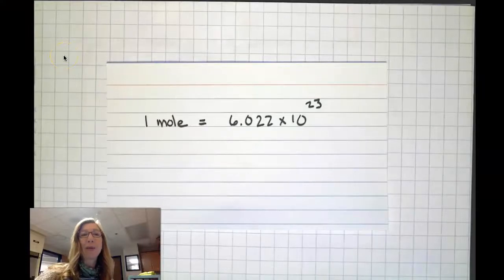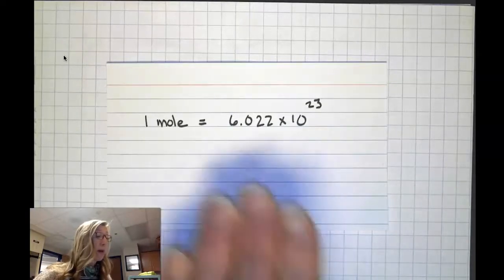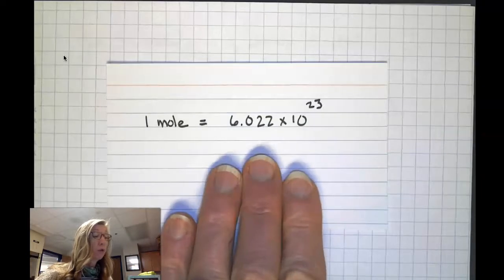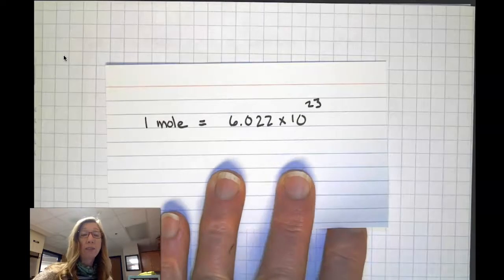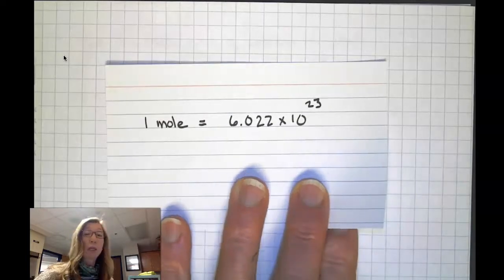Good morning. Today we're going to calculate the mass of 1 mole of a substance. Now this is a pretty wonderful ability, that we can determine the mass of 6.022 times 10 to the 23rd of any substance. That's pretty neat.